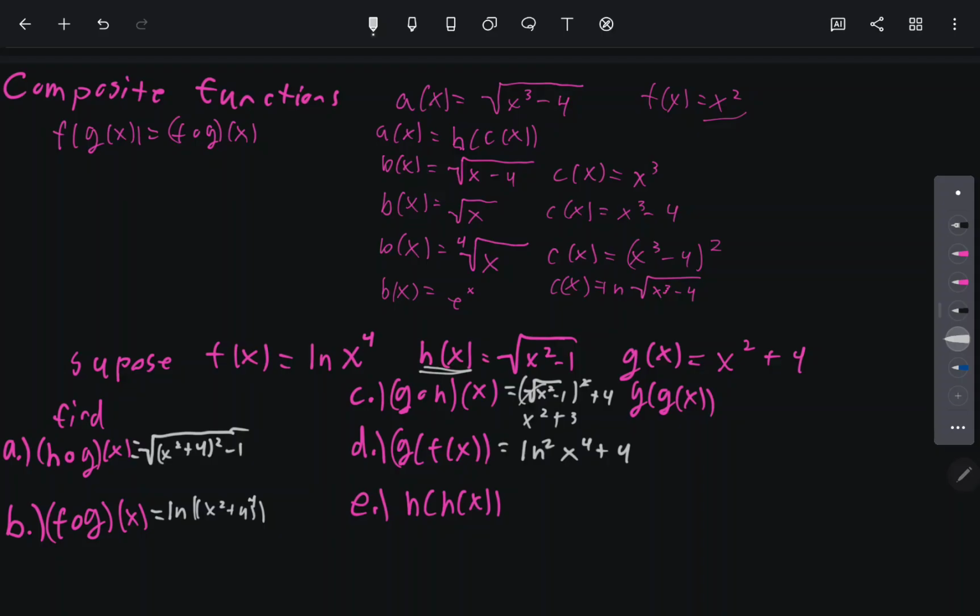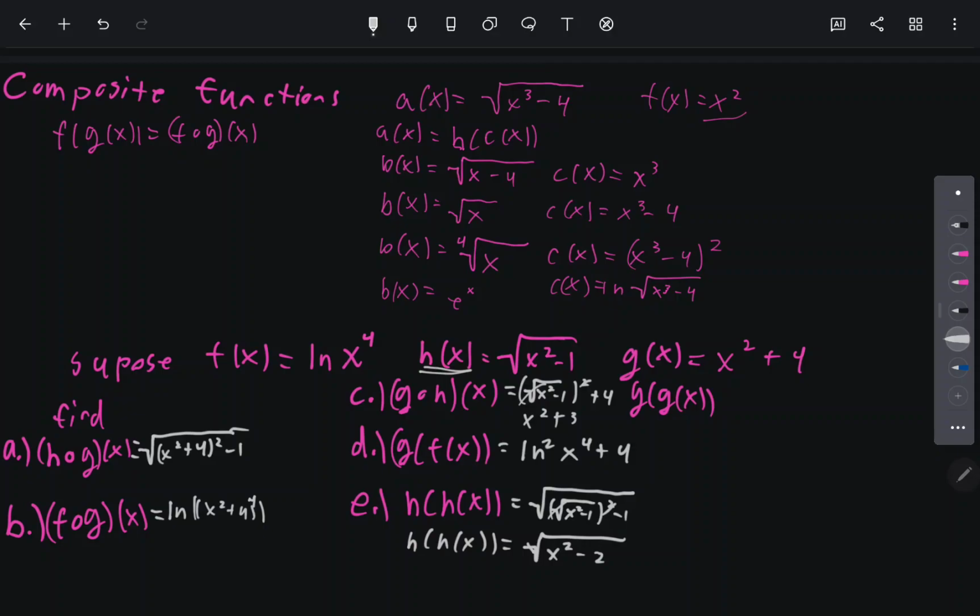Now, we can also use the same function for our composite as our original function. So we can have like h of x or g of x. In the case of h of x, we are going to plug in the original h of x. So that would be the square root of x squared minus 1, squared, minus 1. And this actually does simplify down. The square and the root will cancel. So we are going to get h of x is equal to the square root of x squared minus 2.